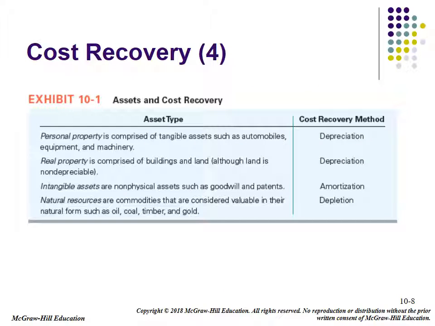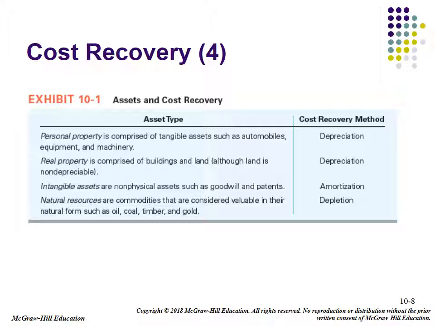Okay, again, personal assets. Make sure we understand that. Personal property is comprised of tangible assets: automobiles, equipment and machinery, furniture, any other vehicle. Real property is buildings and land. Intangibles are non-physical assets. We know that from our prior coursework. They're an asset that's basically invisible, does not have physical substance. And then natural resources are commodities that are considered valuable in their natural form: oil, coal, timber, and gold, just so you're familiar with that.